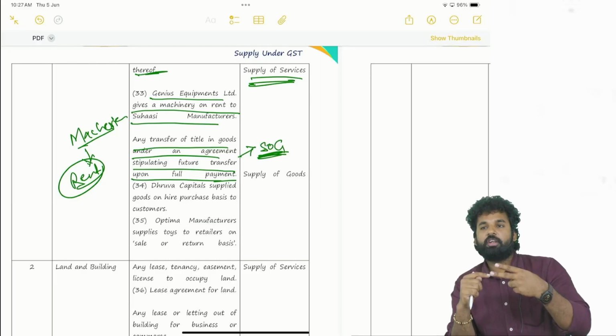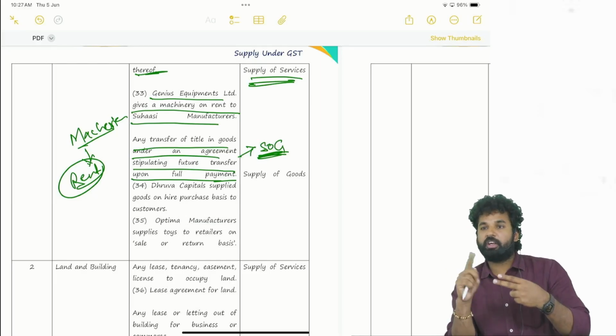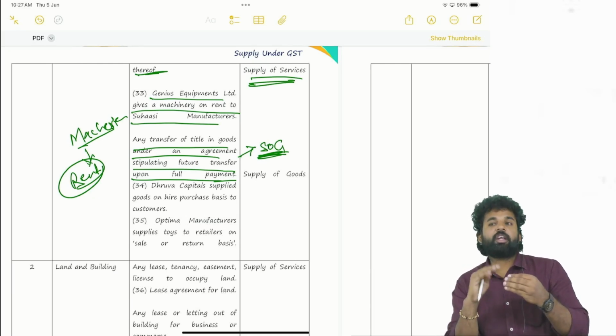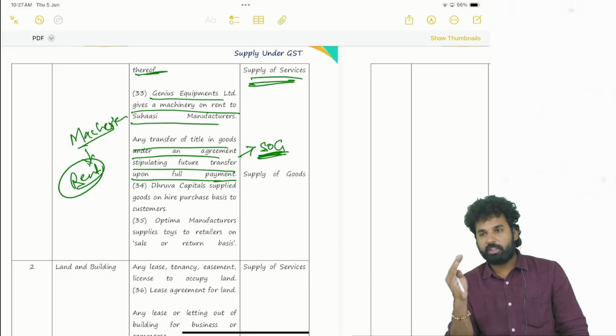Second one is transfer of title in goods, transfer of possession, but the title is being transferred at a future date upon payment of the last installment, hire purchase. That shall also be treated as supply of goods. But whenever the title is not being transferred, just the possession is being transferred, usage is being transferred, in such cases only supply of service.